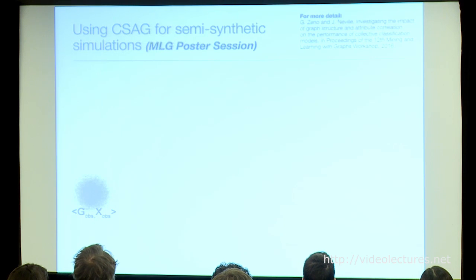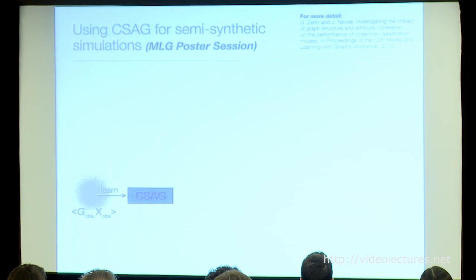So these models that we produce with the CSAG method, what we've started using these for, and this is what Giselle Zeno talked about earlier today and at her poster over lunch, was to use these to simulate semi-synthetic data sets that have characteristics that are close to what we observe in a real-world scenario, but where we vary some of the dimensions of the data. And so what that looks like is now that we have an observed graph here that has not just the structure, but also some attributes associated with it.